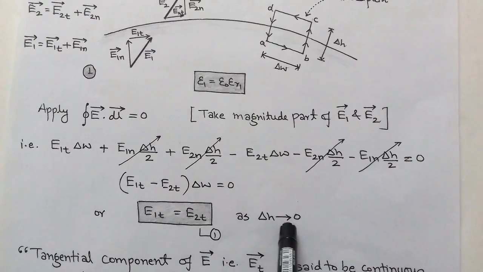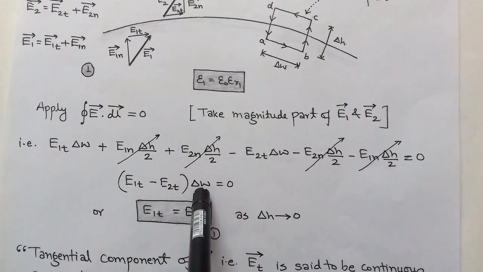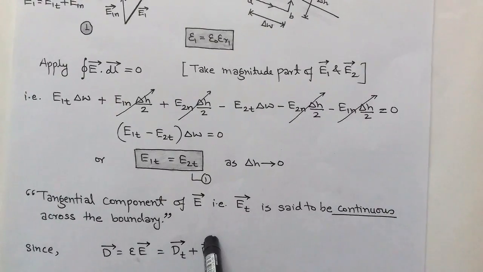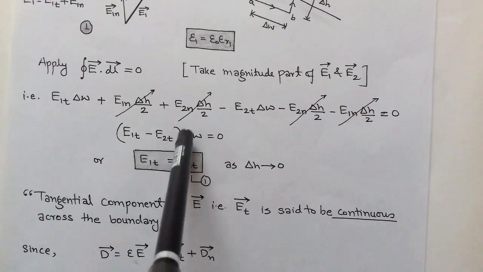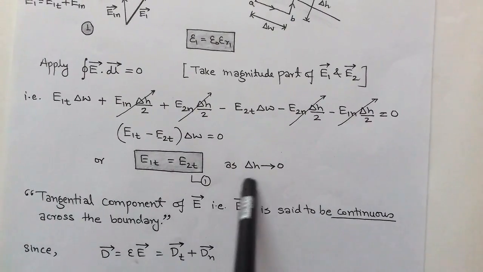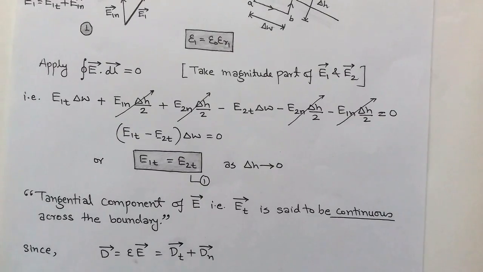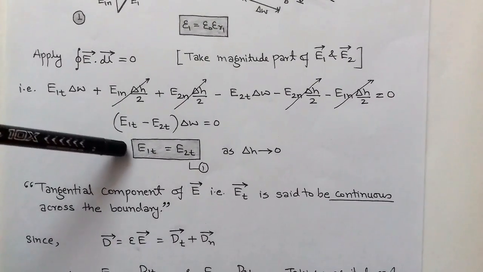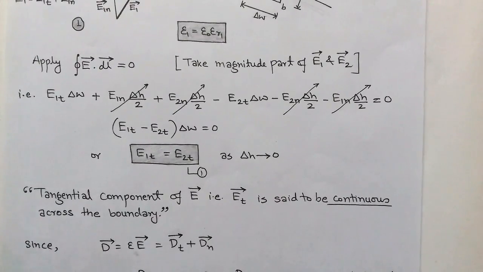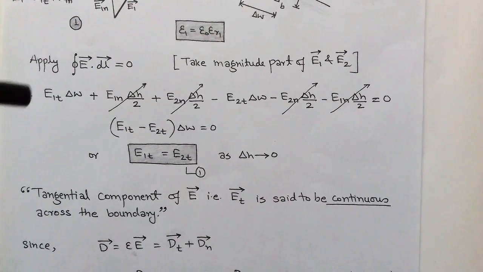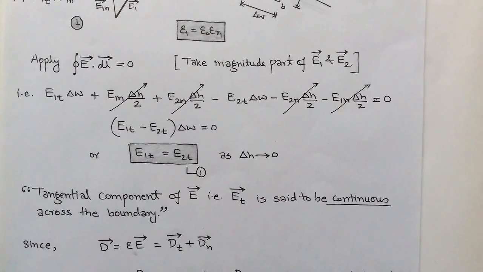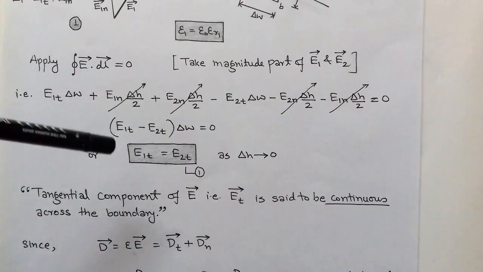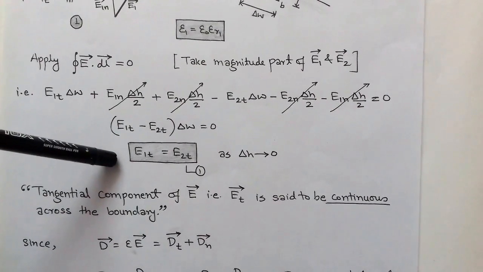So from this equation we see that the tangential components of electric field, that is E1t and E2t, are equal, means the tangential component of electric field is continuous across the boundary. So in case of electric field, the tangential component is continuous for a dielectric-dielectric boundary.